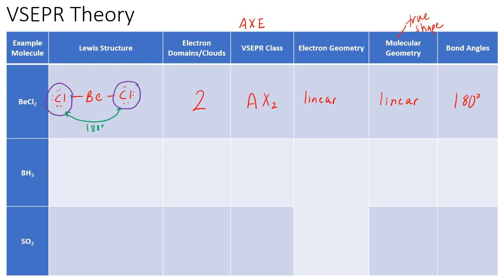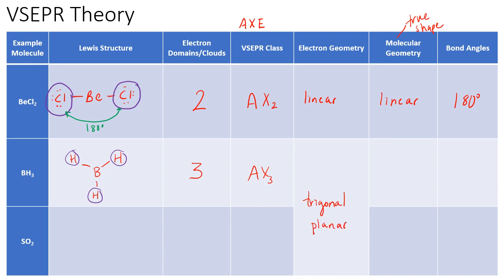Moving on to the next one in our family, BH3. If we draw our Lewis structure for BH3, we're going to have one central atom and 3 outer atoms, which are all hydrogen. The number of electron domains, we have 3 bonding domains because we just have 3 atoms surrounding the central atom. So we're going to have 3 for our electron domains here. Our VSEPR class would be AX3. Our electron geometry is going to be trigonal planar, so this molecule is flat.